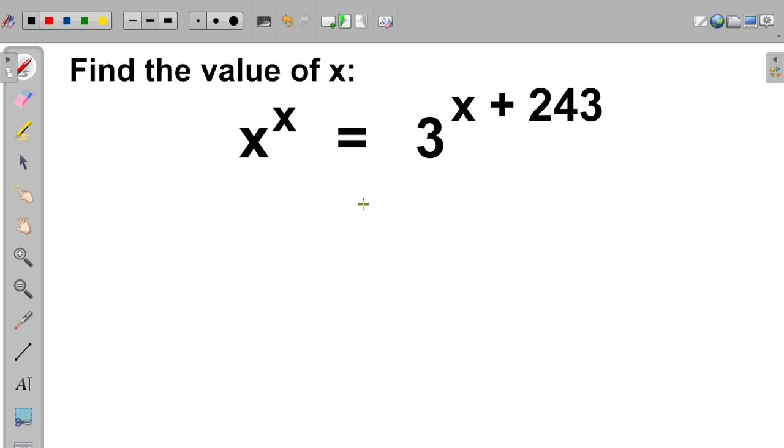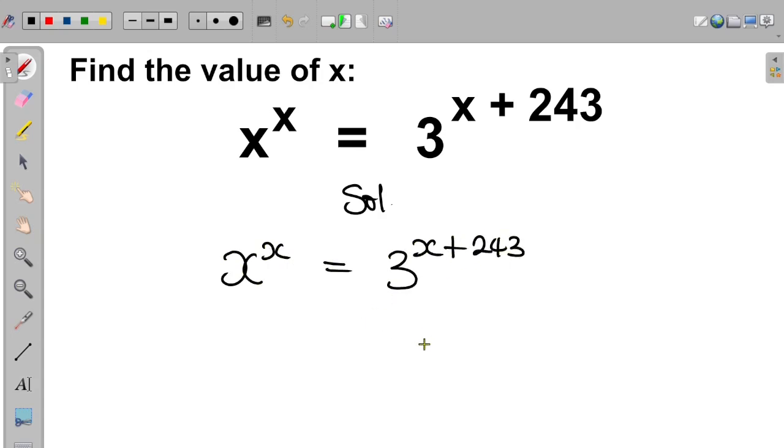In this video, we are asked to find the value of x. So we have that x to the power of x is equal to 3 to the power of x plus 243. Now recall that in indices, if I have a to the power of m plus n, this is equal to a to the power of m times a to the power of n. So we apply this rule here.